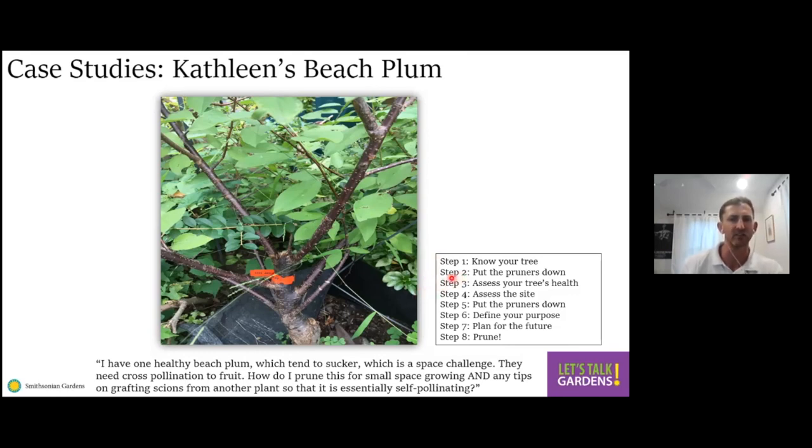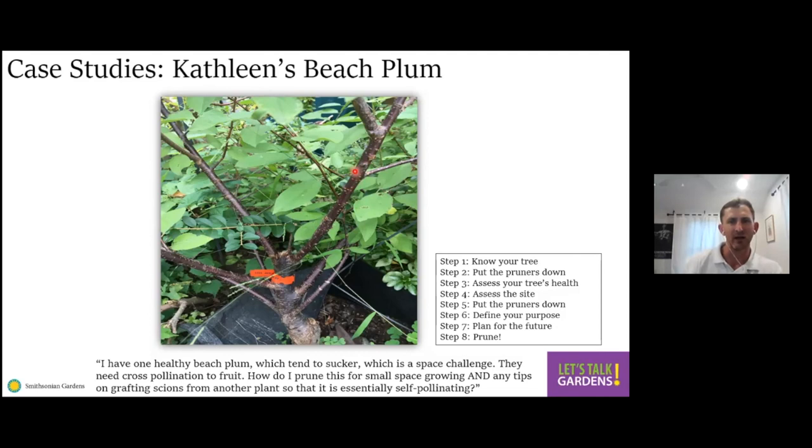I'll skip down to step three and four here. I don't think we know a whole lot about the tree's health or site yet, since it sounds like it's in a grow bag, but we'll assume that the tree's in pretty good health and that its site makes it happy overall. I think you defined several purposes there, and usually we have more than one purpose for a tree. We want a beautiful small native tree or shrub. We want to get some fruit out of it, so that goes to your grafting plan. And we want a nice native that fits into a small space.